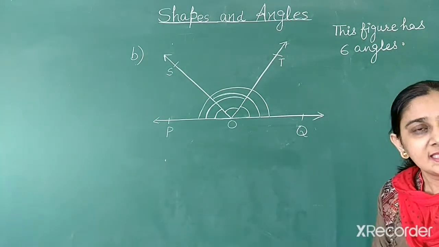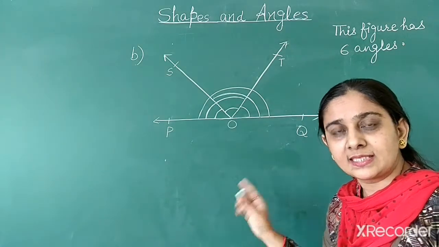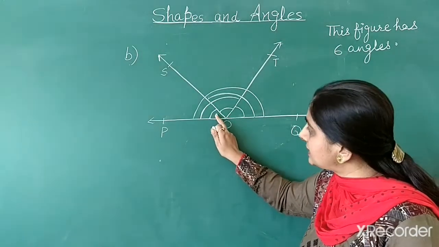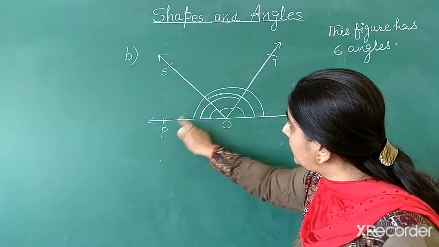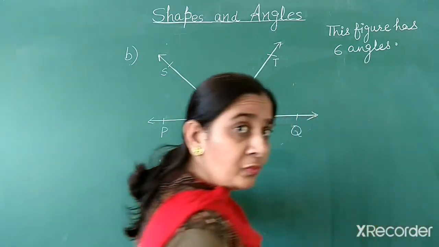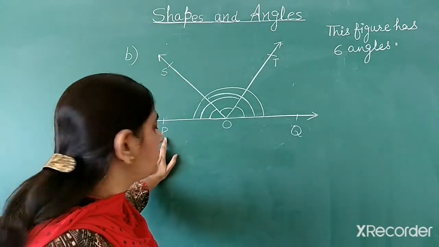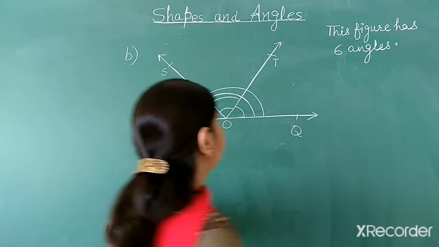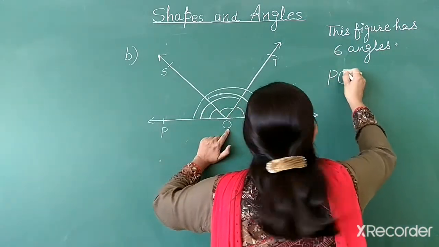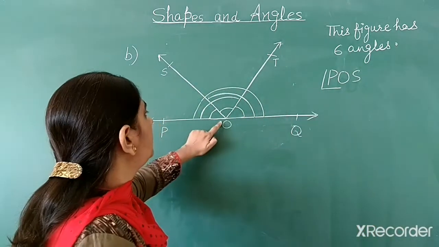Now we will write the name of all those 6 angles. Now children, look, first of all we will write the name of this angle. This angle is made by the two rays OP and OS. Now you know, while naming any angle, we start from any one of the points on one of the arms. So I am starting from this point P. So P, write O vertex, and then point on the second arm, that is S. So the name of this angle is POS.